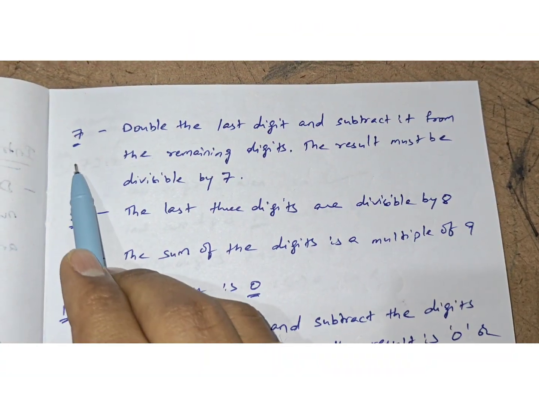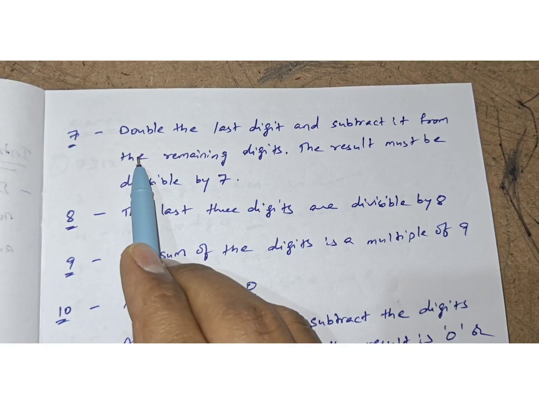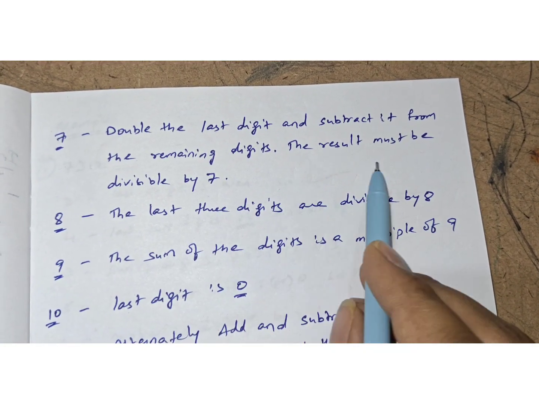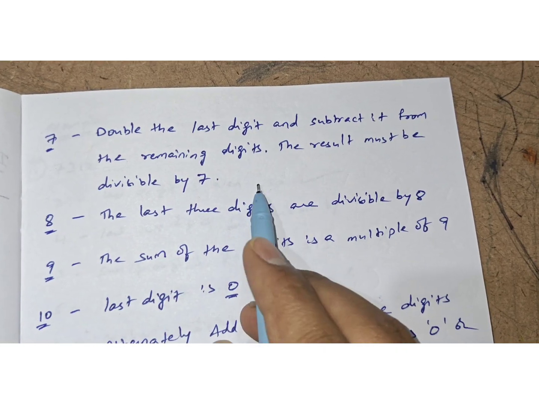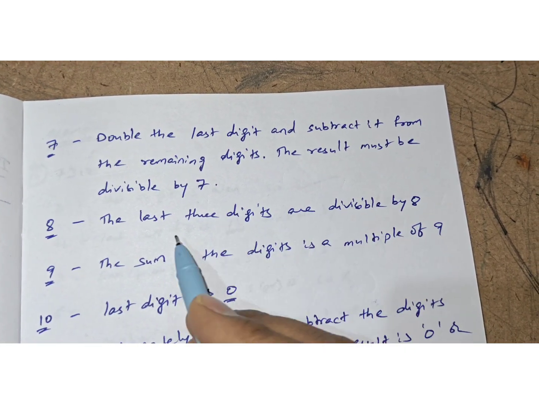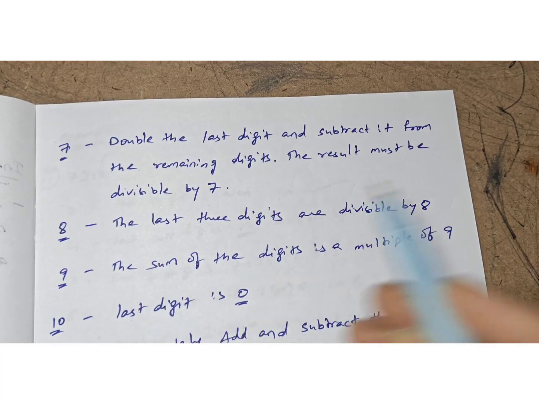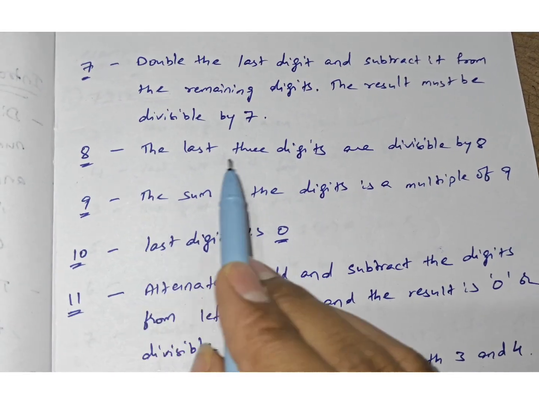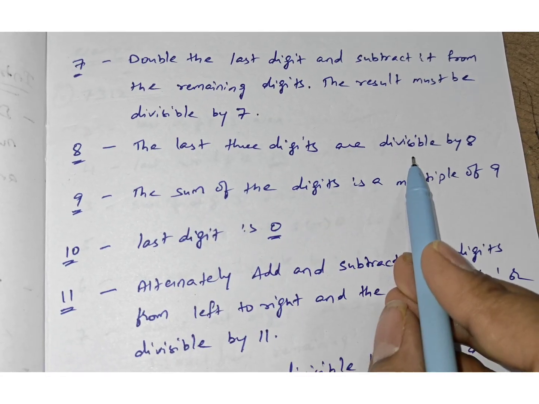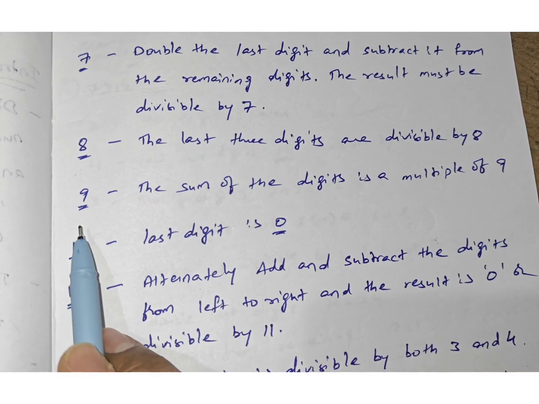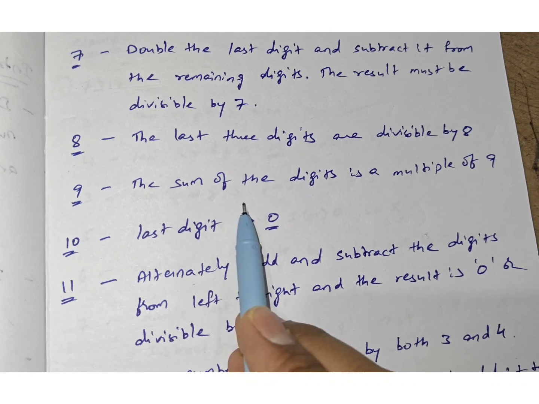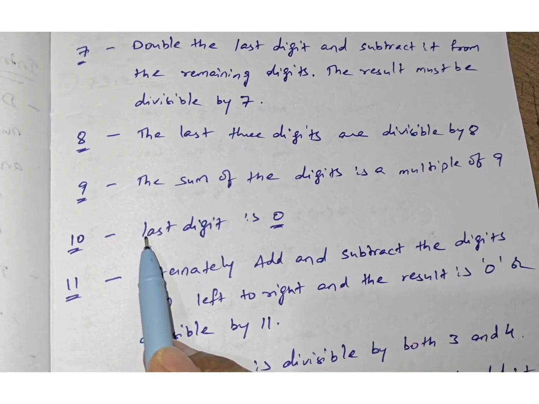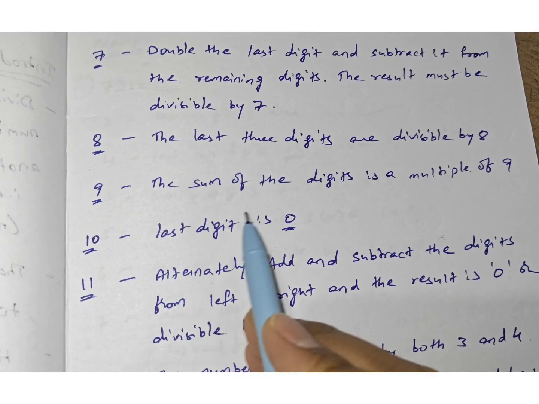If the number is to be divisible by 7, double the last digit and subtract it from the remaining digits. The result must be divisible by 7. And if the number is still big, continue the process till you get a comfortable number. If the number is to be divisible by 8, then the last three digits of that number should be divisible by 8. If the number is to be divisible by 9, then the sum of all the digits is a multiple of 9, like in the case of 3, where the sum of all digits should be a multiple of 3.